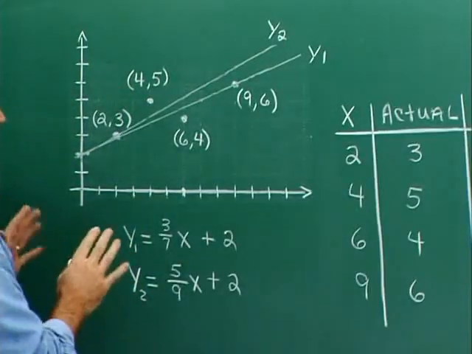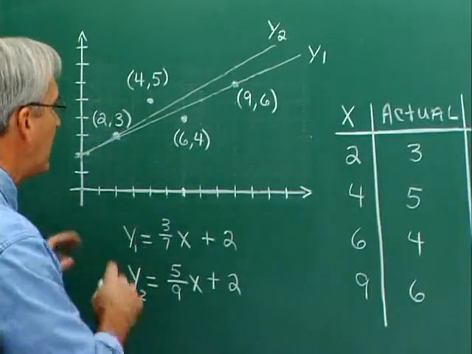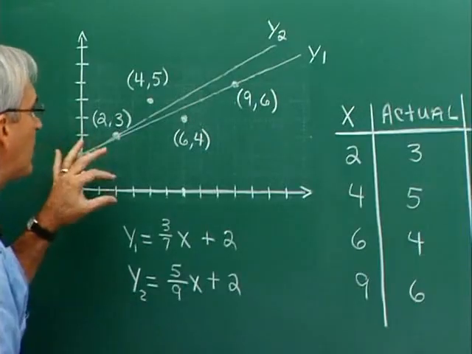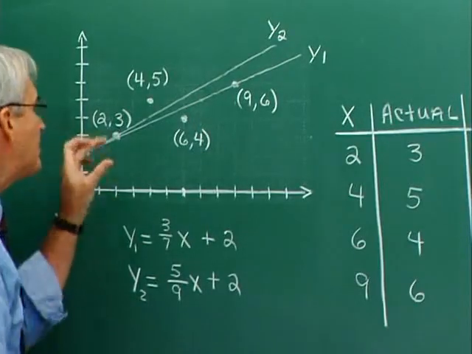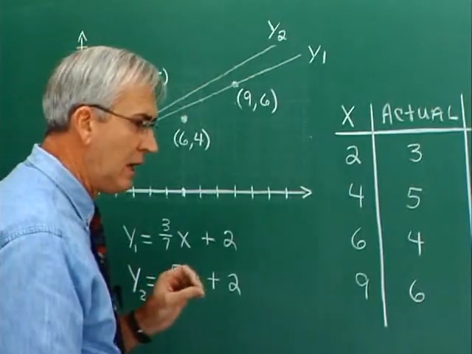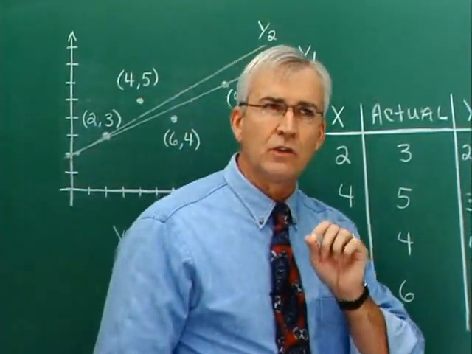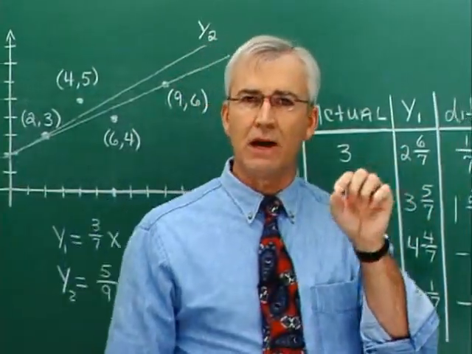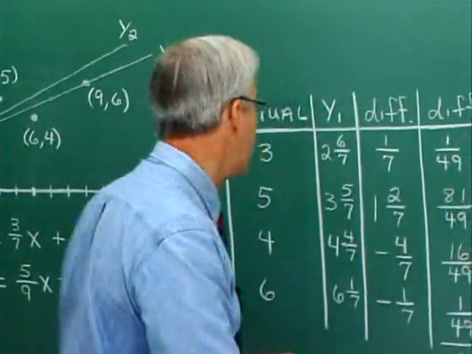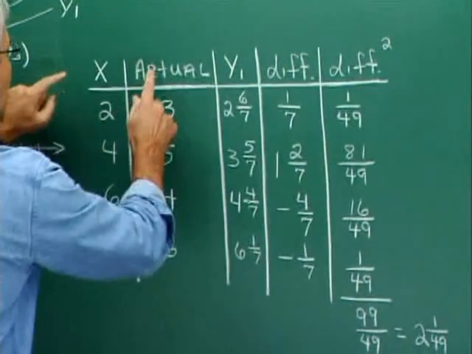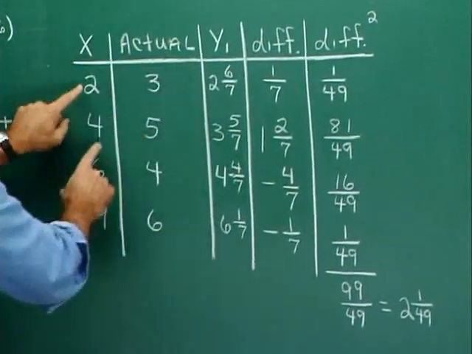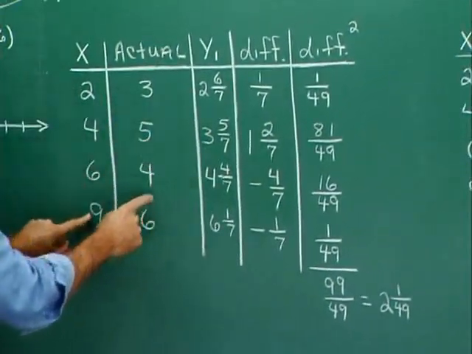Now, let's go through and kind of set it up or organize it in a way that seems plausible. And we know that we're going to find the difference in y components, and we know we're going to square those differences, and we want the sum of the squares to be the least amount. All right, let's go through that process. All right, the actual points are the points (2, 3), (4, 5), (6, 4), (9, 6).